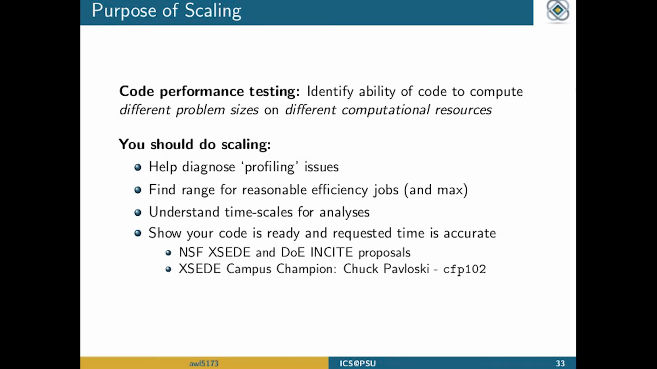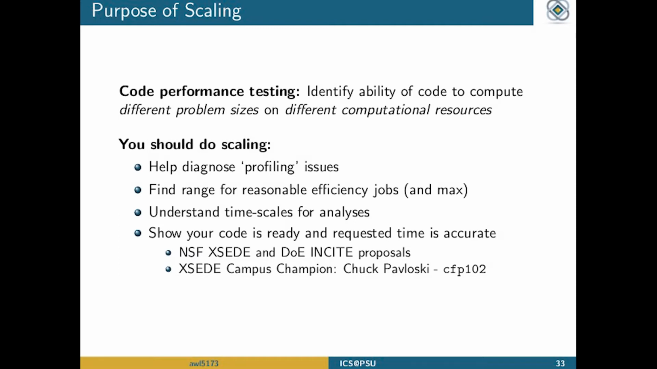Right, so you're trying to identify for your code how well it performs either on different problem sizes or on different computational resources. I suggest that people do scaling to help diagnose these profiling type issues before they even try to run a profiler. That doesn't necessarily work for serial tasking all that well, and also has some different issues, especially if you're using threads. But it's a good place to get started.